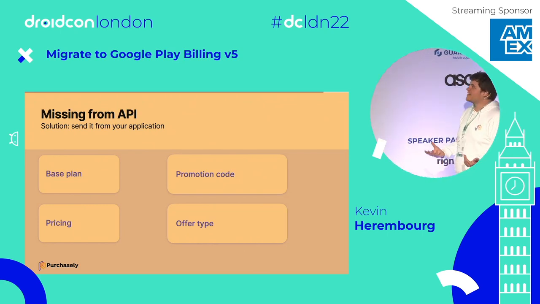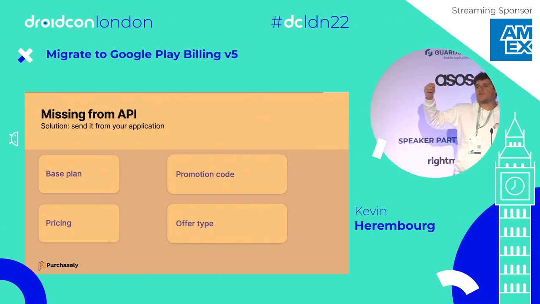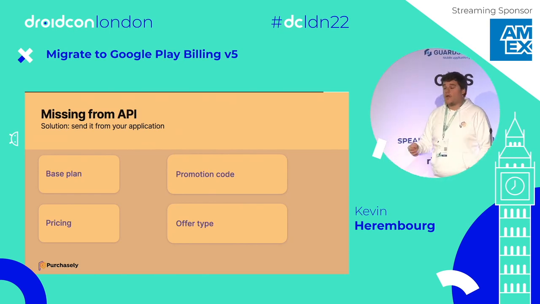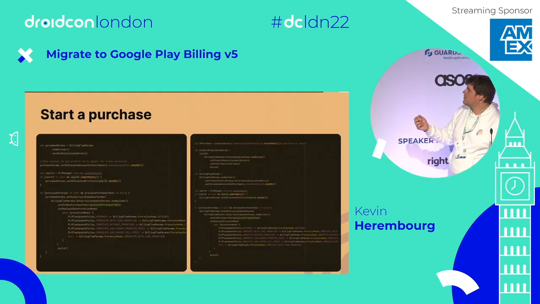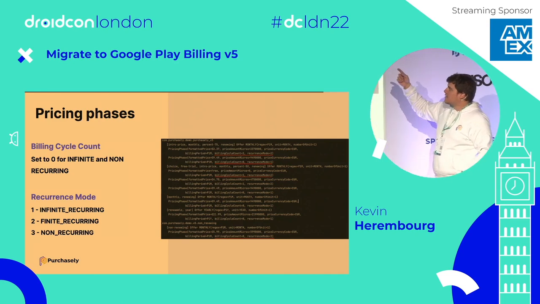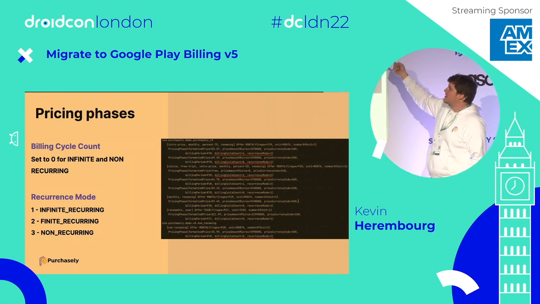The only way to do it is to send it from your applications, which means that when you provide an offer to your user and you start the purchase, when you send the purchase token to your API for them to verify the purchase, you should also send the pricing phases. Because the pricing phases you saw here are the ones that are going to be paid by your users, and you know if it's a free trial, intro price, etc.